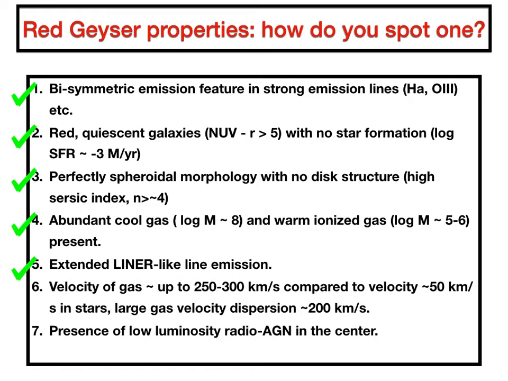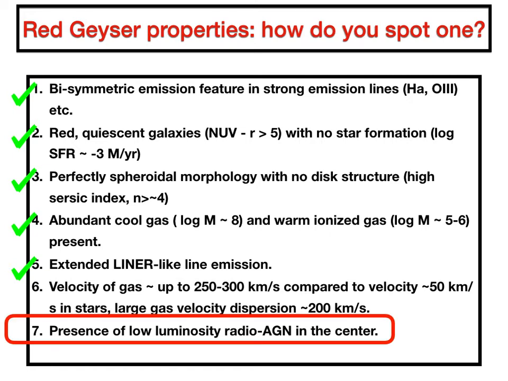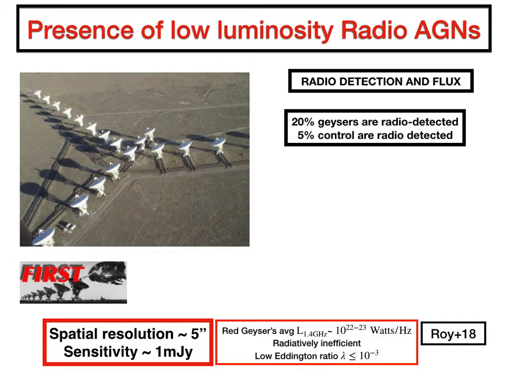How do we know that these galaxies have AGN? For that, we looked at VLA FIRST radio continuum data to search for AGN. We constructed a comparison sample, or a control sample, matching in global properties, and we found that the red geysers have a much higher detection rate compared to the control. So it's 20% versus 5%. But then we are looking for low luminosity AGN here.